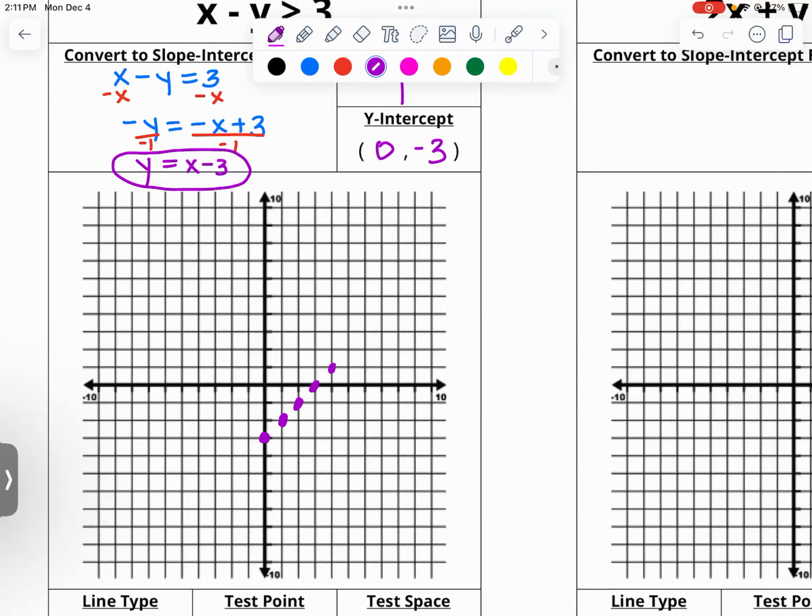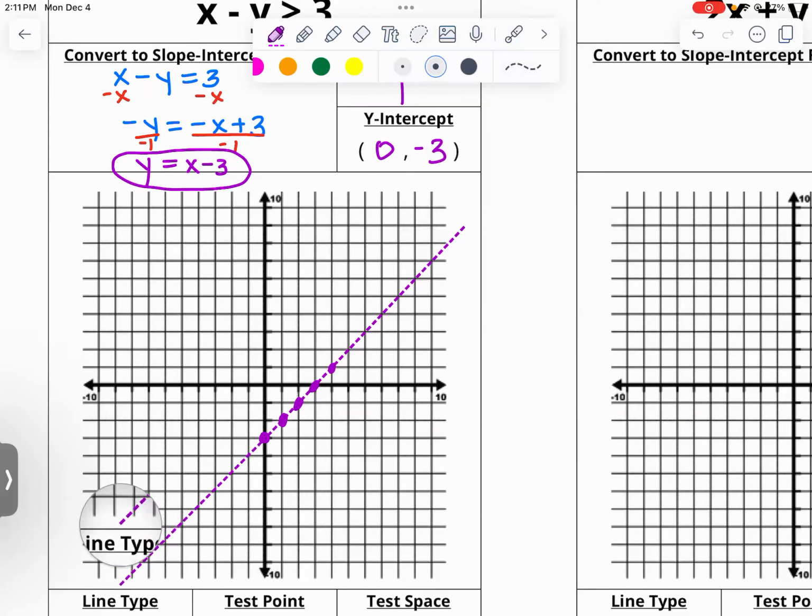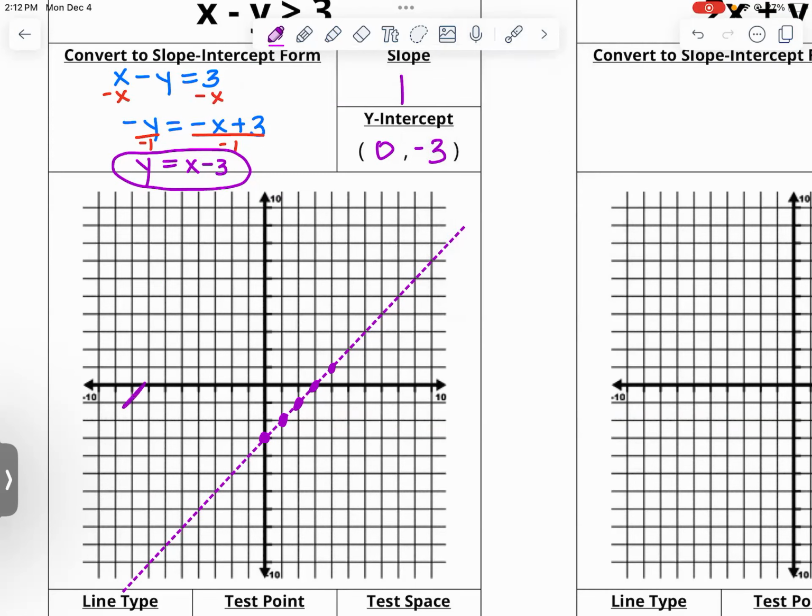However, we need a dotted or a dashed line. So when you make your line, it cannot be solid. If I were you, I would draw your line like this. You see what I'm doing there? Use your ruler and just make dashes.